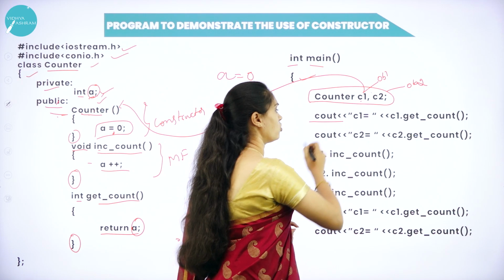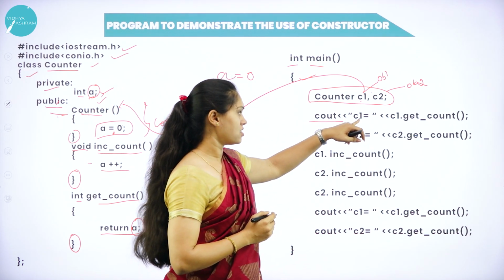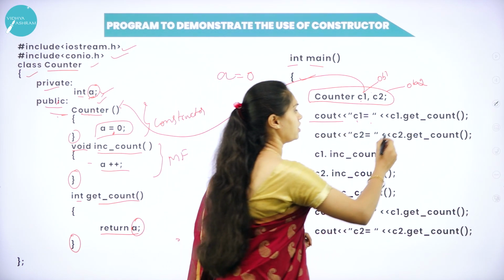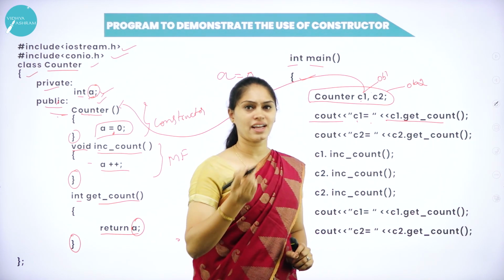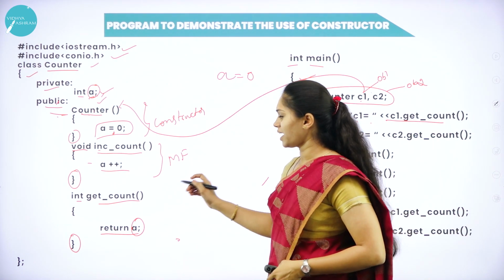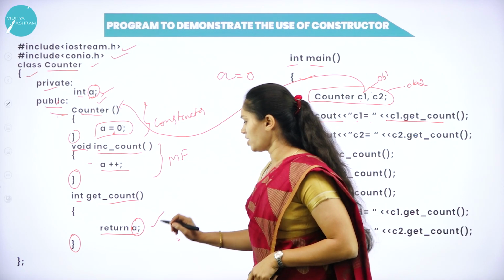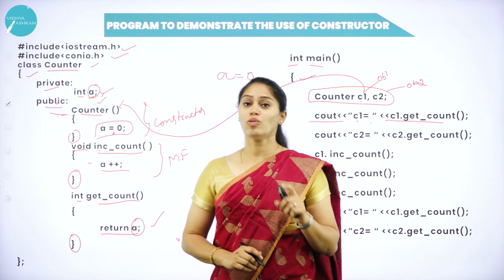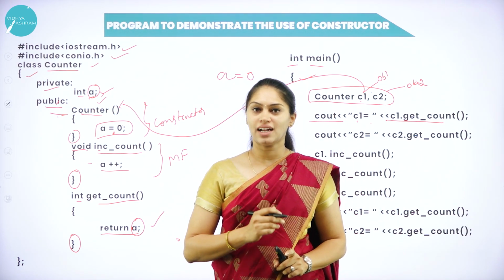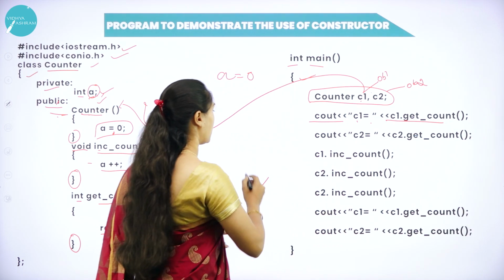Here I have one more cout statement: cout C1 is equal to C1 dot get count. What is there in get count? By calling that get function, I am going to get the value of A. So what is the initial value of A? That is 0. We'll see now.